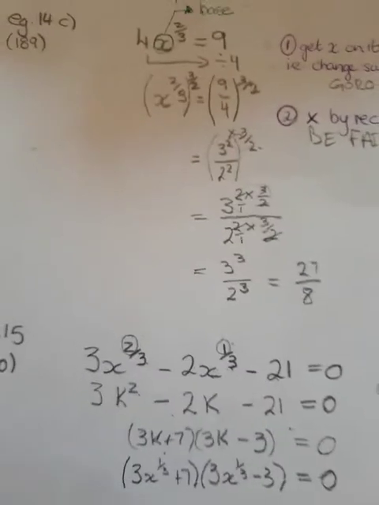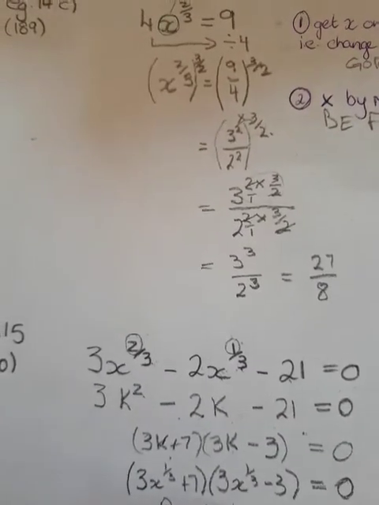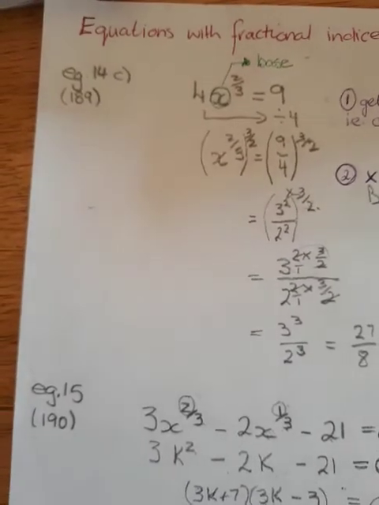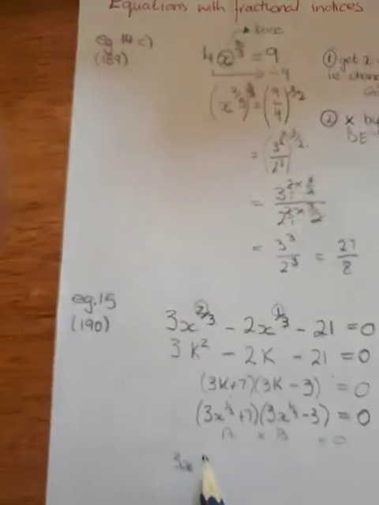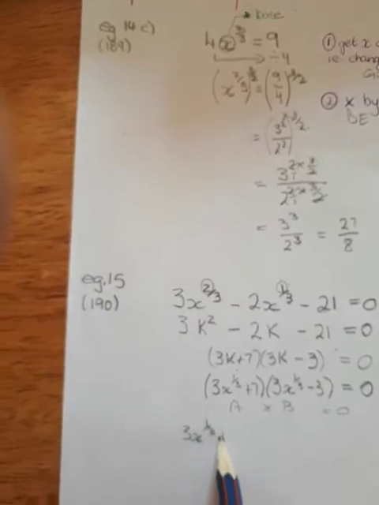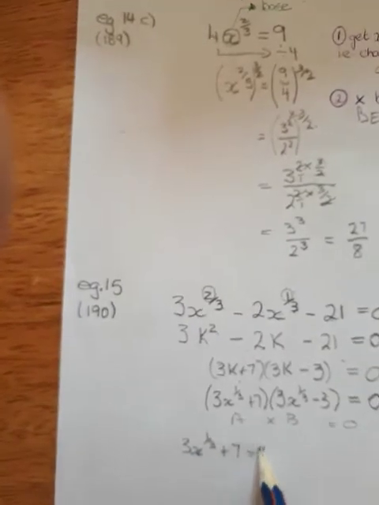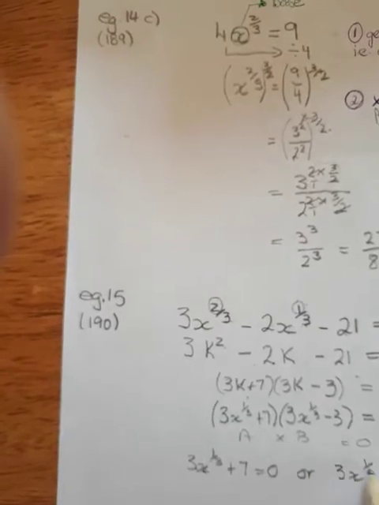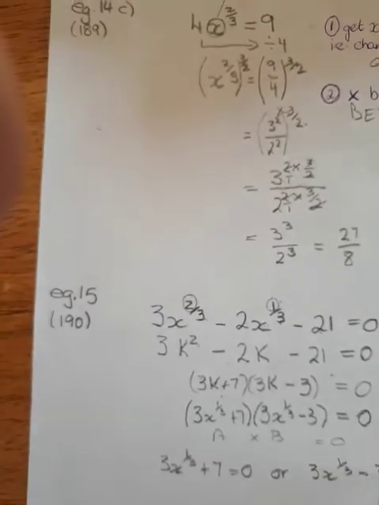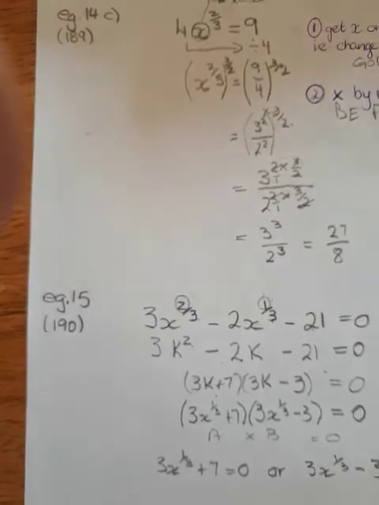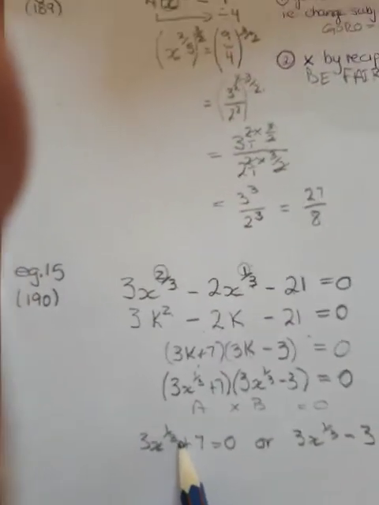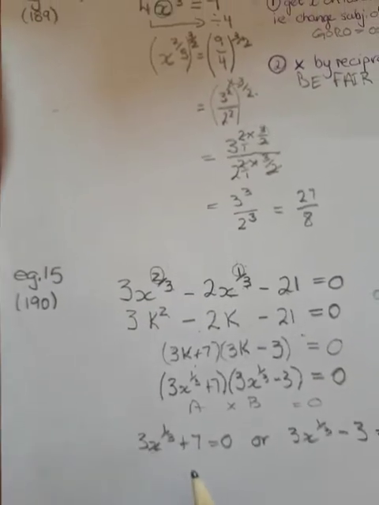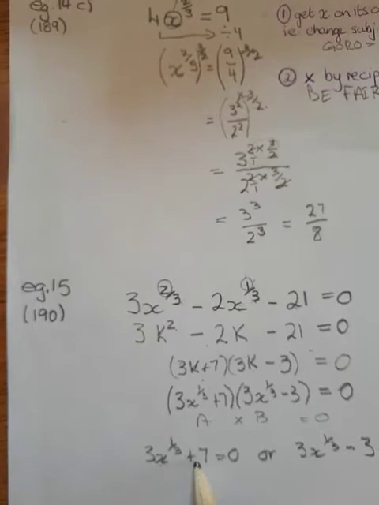So we have now, as I taught you, a times b equals 0. That means that either 3x to the power of 1/3 plus 7 equals 0, or 3x to the power of 1/3 minus 3 equals 0. And once again, people, we've got a normal linear equation with one unknown. So we're going to solve it by using Gr10.